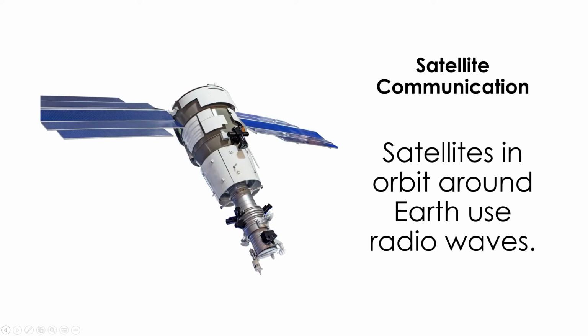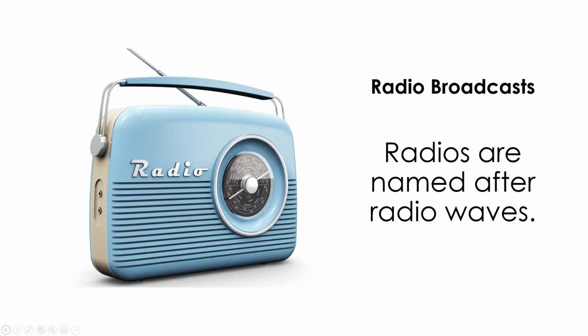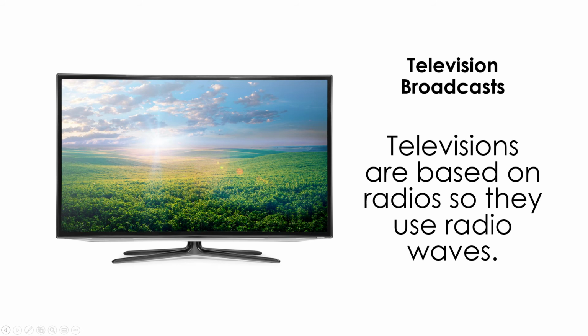We'll start with radio waves. Radio waves are used in satellite communication, where we have satellites orbiting the Earth, sending and receiving radio waves to communicate. We have radio broadcasts. The radio itself is named after radio waves. Television broadcasts also use radio waves. Televisions originally were just advanced radios.